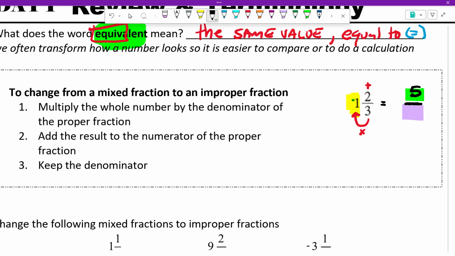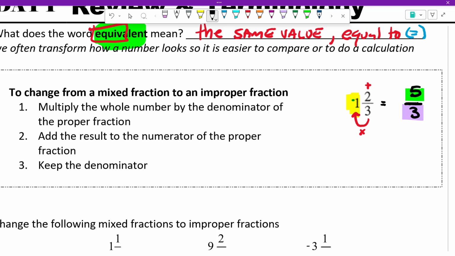5. So we're still missing a part of this fraction. We're missing the denominator, the purple number. What number is that? 3. 3. That never changes. That's what we started off with. All right? Okay, so now these two things say the exact same thing, right?